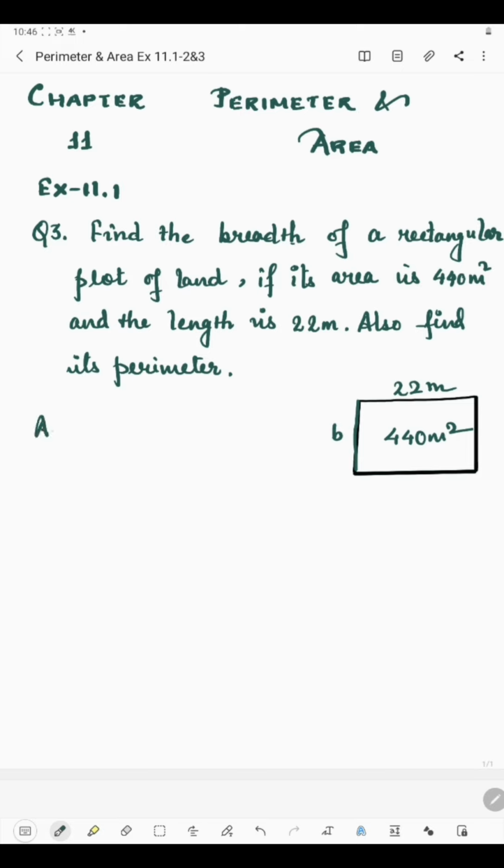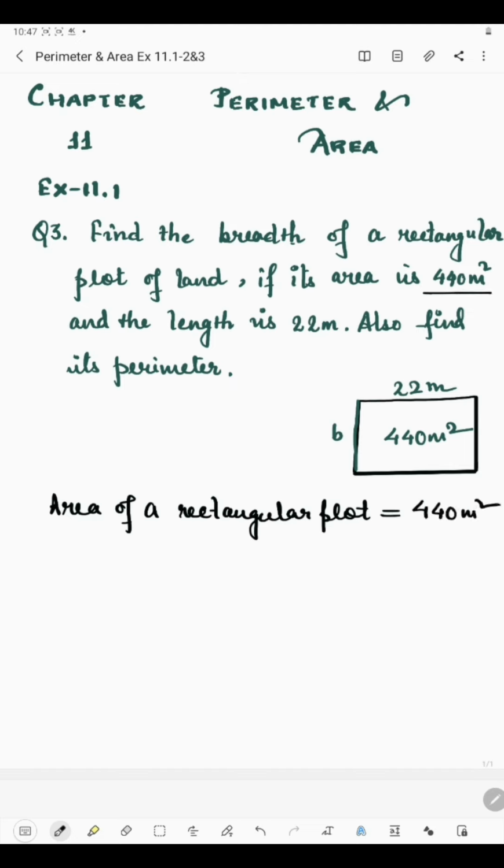So here area is given. The area of a rectangular plot is 440 meters square. Now how to find the area of a rectangular plot? If the figure is given in the shape of a rectangle, then how to find the area? It's side into side, length into breadth. This is the length and this is the breadth. So area will be length into breadth. This is the formula of finding the area of a rectangle.